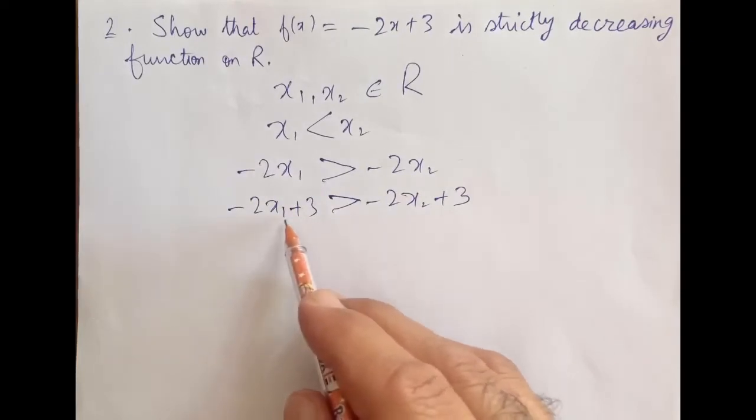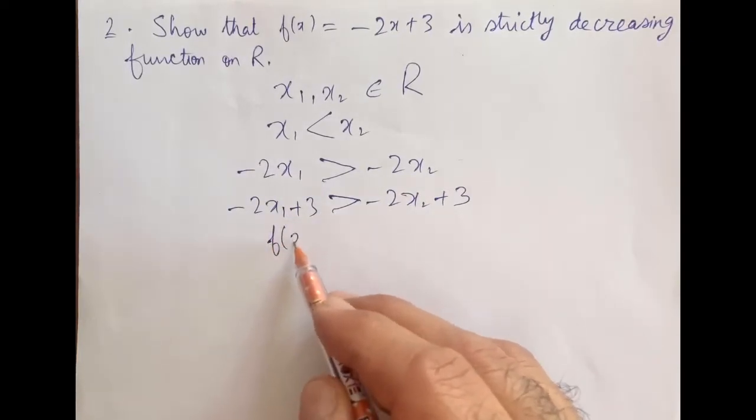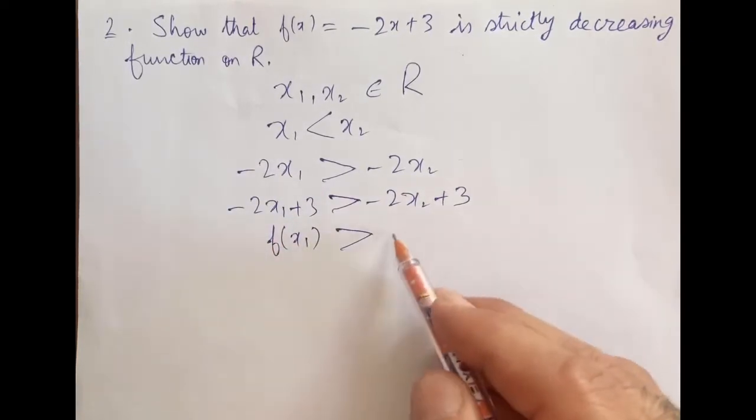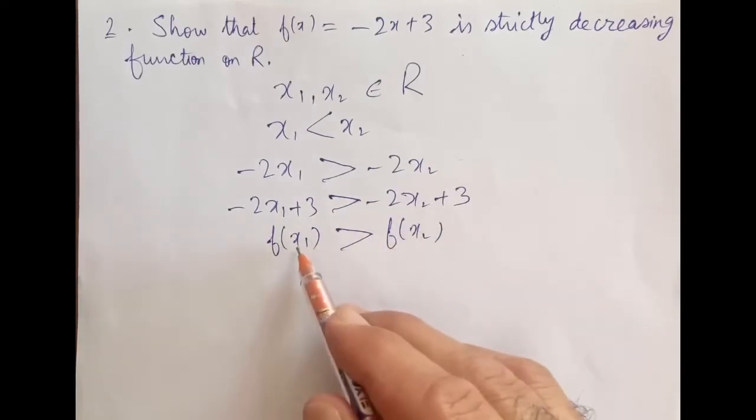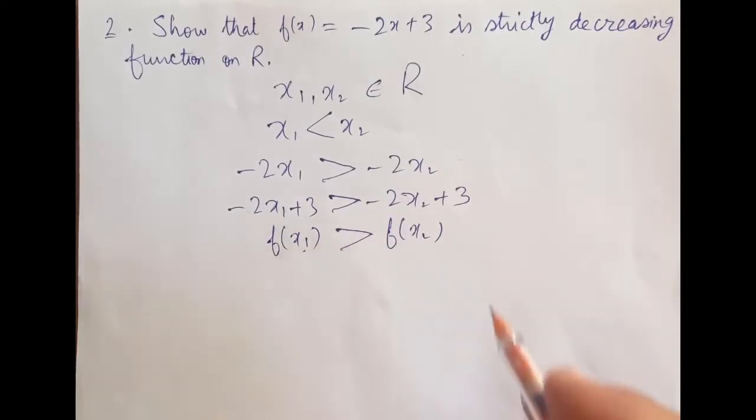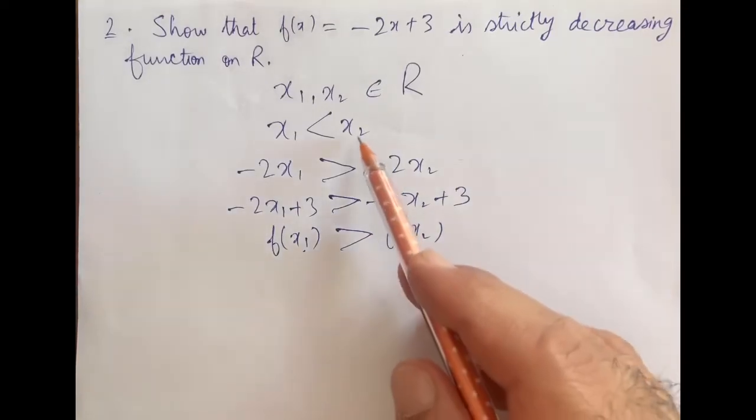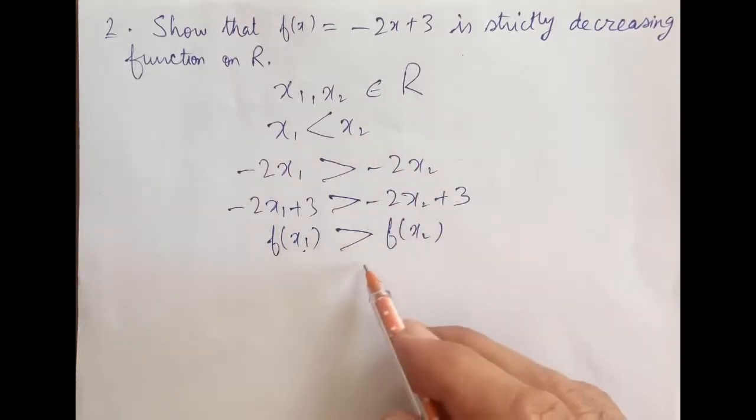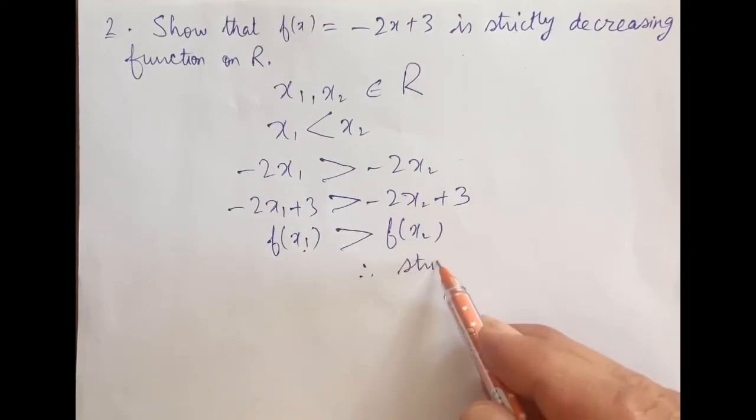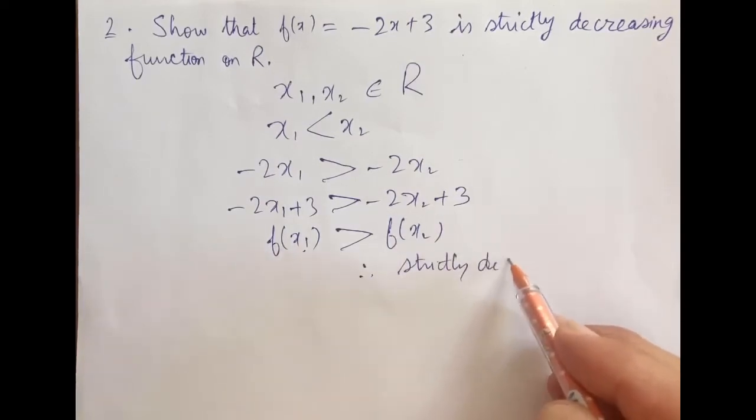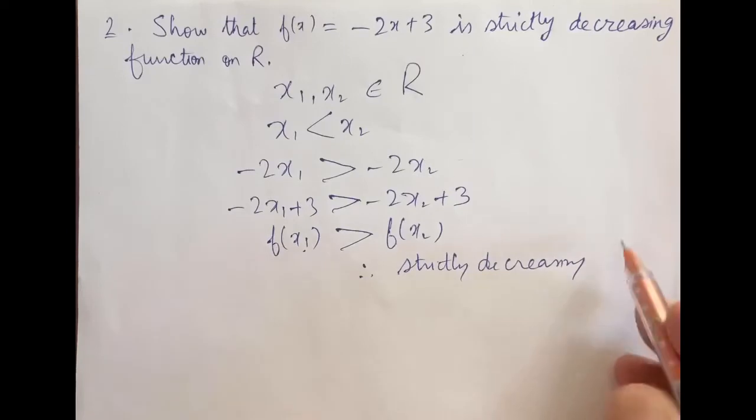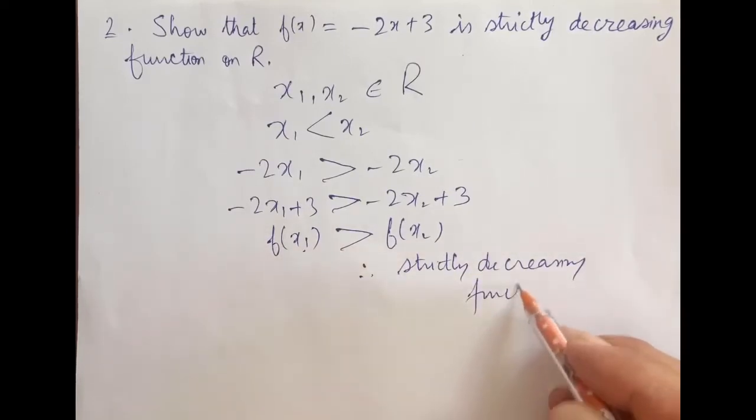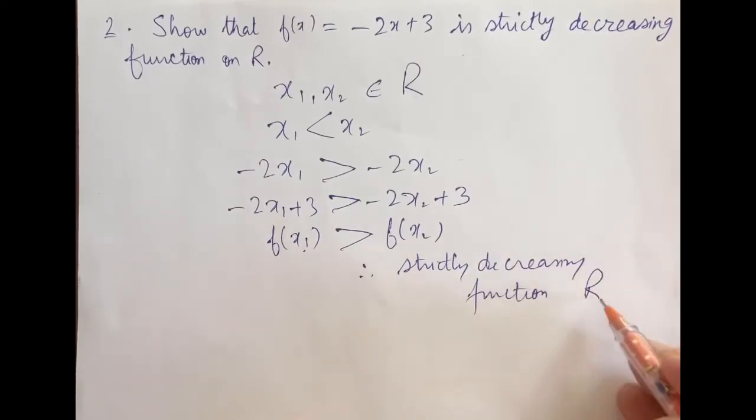And what is minus 2x1 plus 3? This is f of x1, this is f of x2. So we have proved f of x1 greater than f of x2. So x1 less than x2 implies f of x1 greater than f of x2, therefore this function is a strictly decreasing function. This is strictly decreasing function on domain which is set of real numbers.